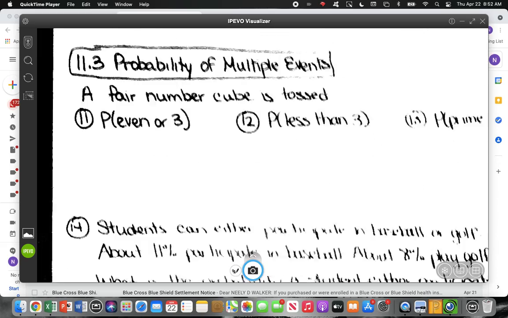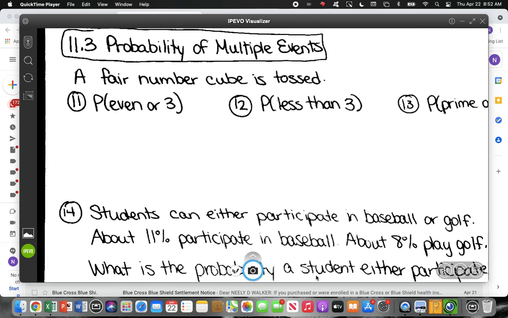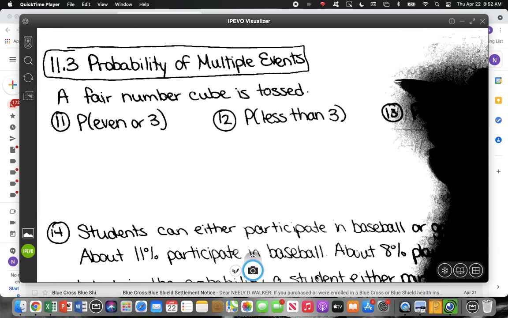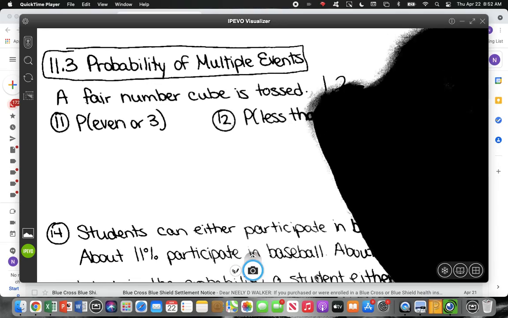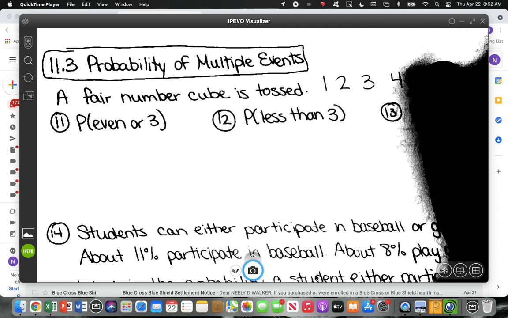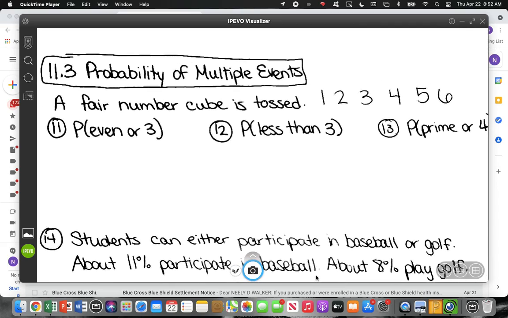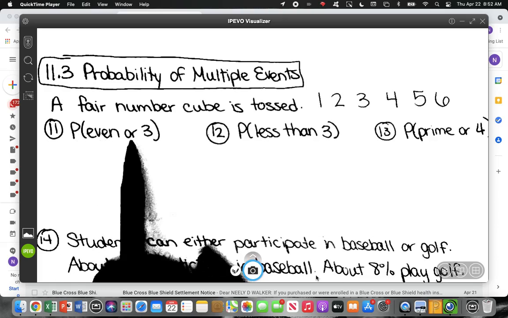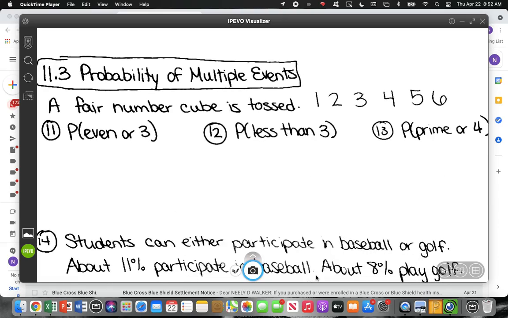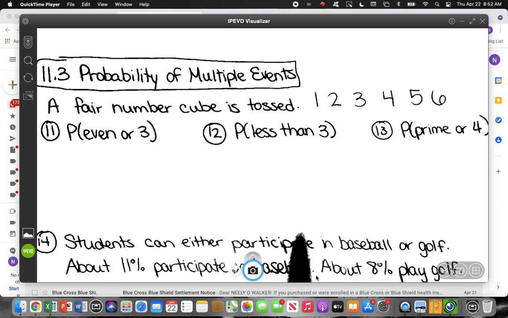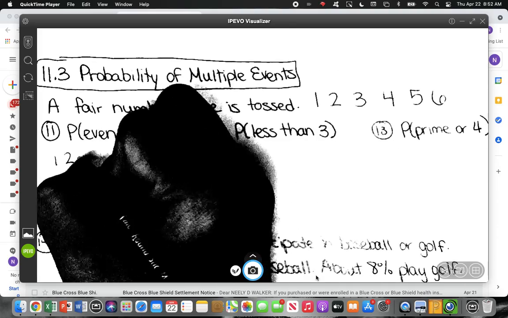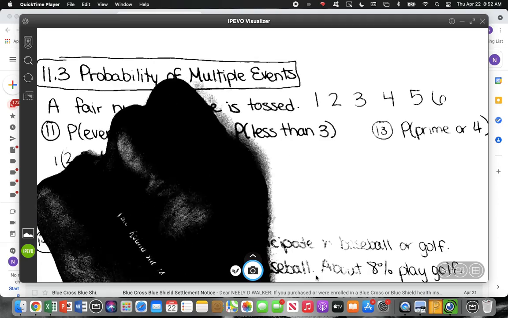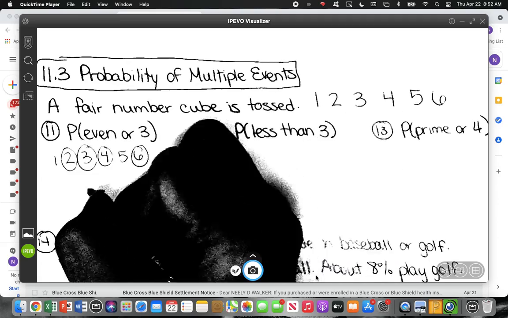All right, probability of multiple events. All right, if I'm rolling a dice, or a single die, a fair number cube is a die. I have the option of rolling a 1, a 2, a 3, a 4, a 5, or a 6. That's what we call the sample space. So how many of these 6 are an even or a 3? Even or 3, how many are we looking at? All right, even numbers are 2, 4, 6, right? And then a 3. And I'll say if you guys need, so we've got our evens or our 3, so that's 4 out of 6, or 2/3.